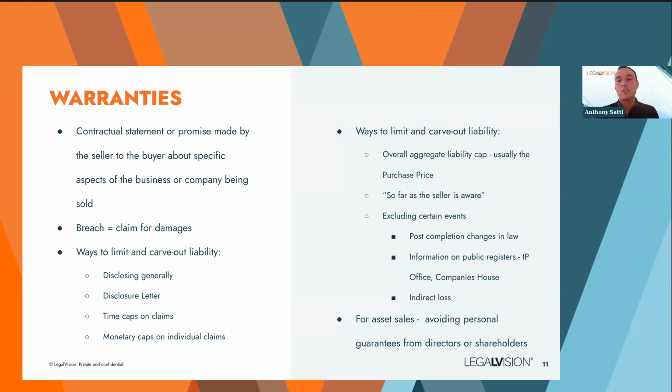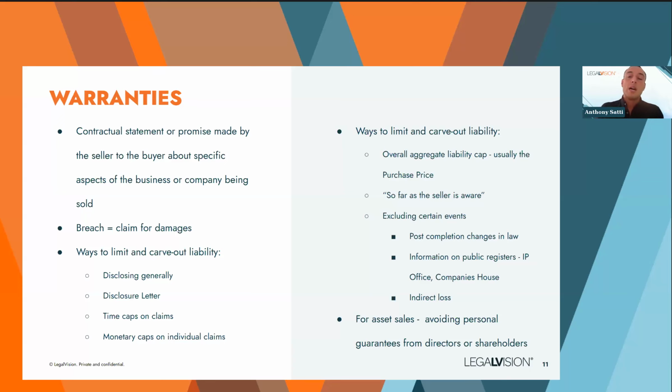And then there's some other stuff that usually your lawyers will assist you as sellers in carving out liability in the document, stuff like trying to exclude indirect or consequential loss, stuff that would be easily found on public registers. One that you often see is changes in law that might happen post completion, things of that nature.